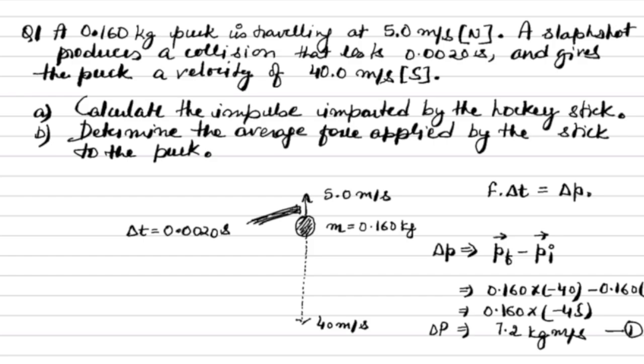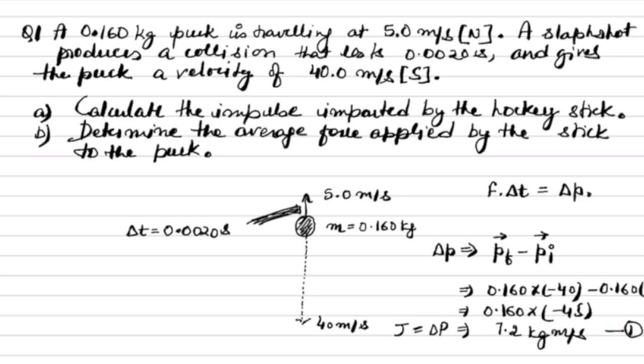Now, what is even asked? See the part A, calculate the impulse imparted by the hockey stick. So we can easily calculate because we have calculated the change in momentum. So that will be equal to the impulse. If we have calculated this, we have already calculated impulse. So this will be the answer of the first part.